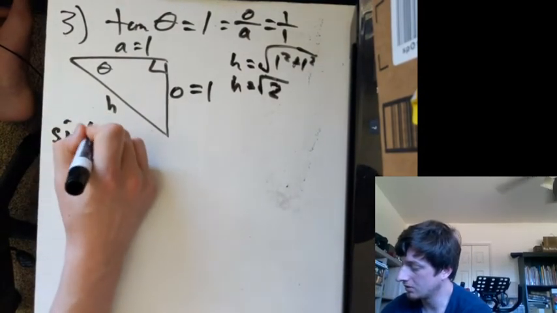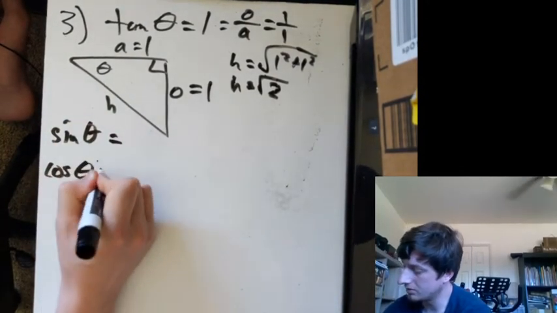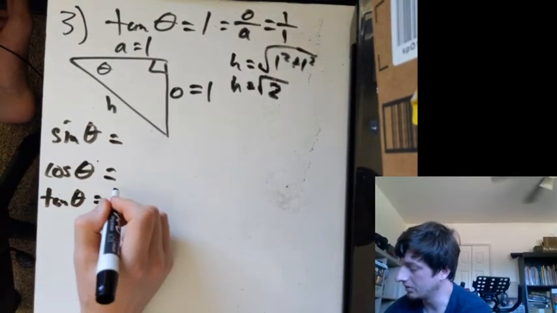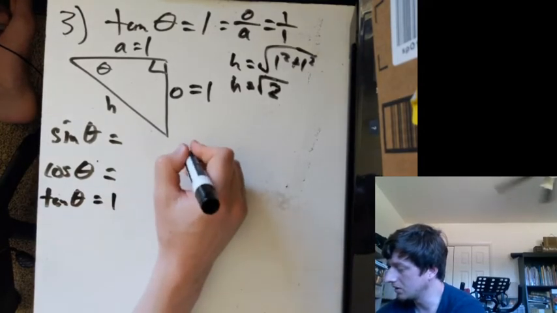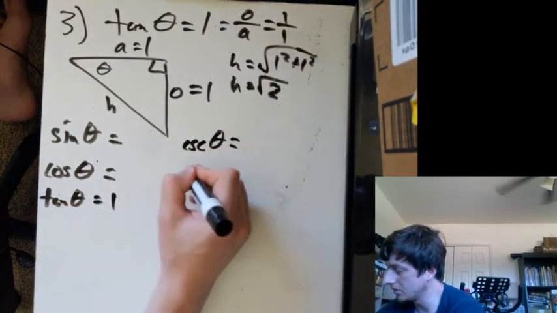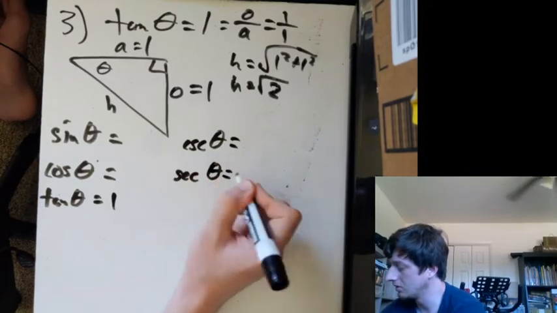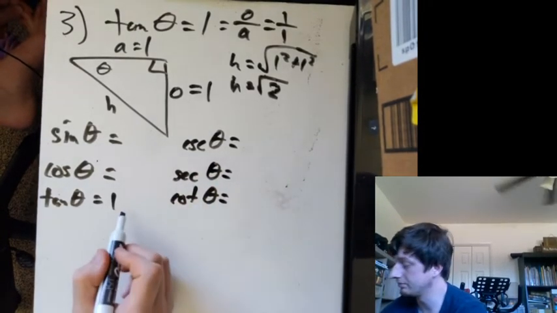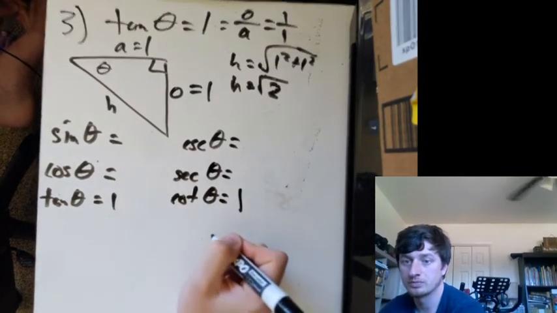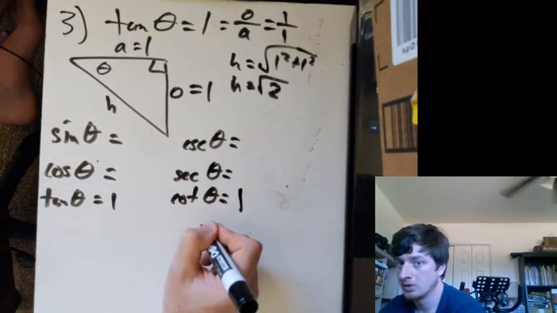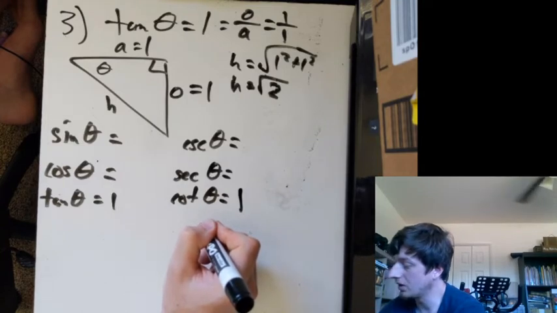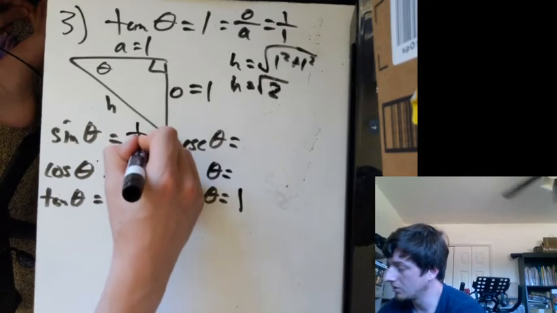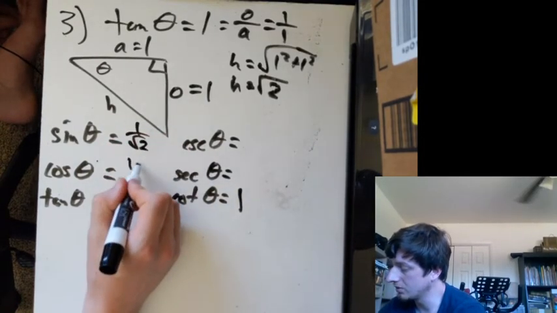Now, tangent of theta equals 1, we know that. And cotangent is just 1 over 1, so 1. Sine of theta is going to be opposite over hypotenuse, so it's going to be 1 over the square root of 2. Cosine is also going to be 1 over the square root of 2. They're the same.